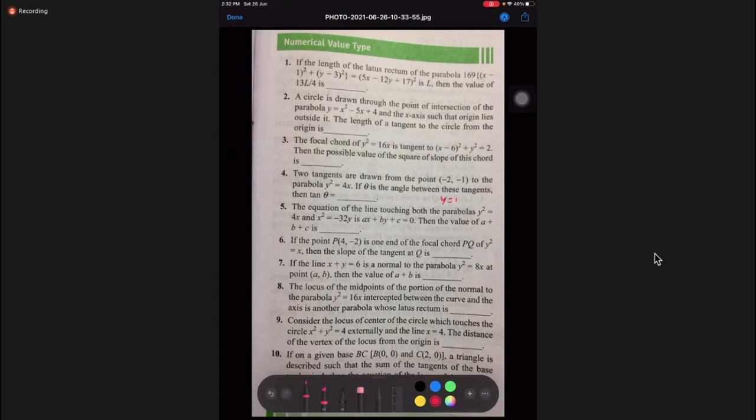Suppose y equal to mx plus c is tangent to this parabola. What is the condition? c is equal to a by m, so c equal to 1 by m. So this is the tangent, right? Yes, sir. For the fourth type of parabola, the tangent condition is c equal to a m square.